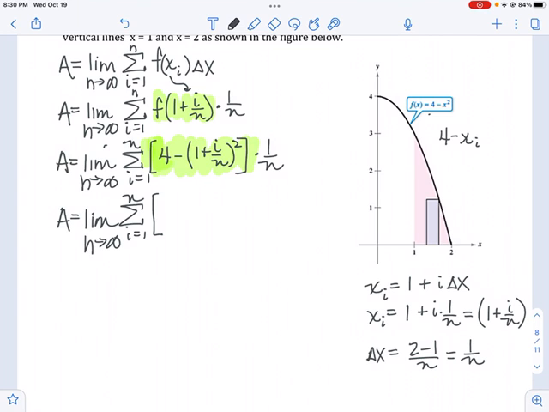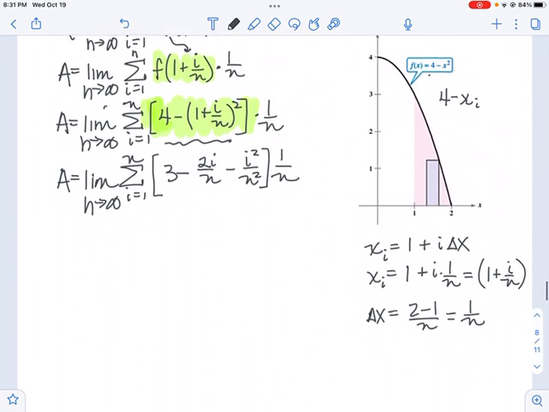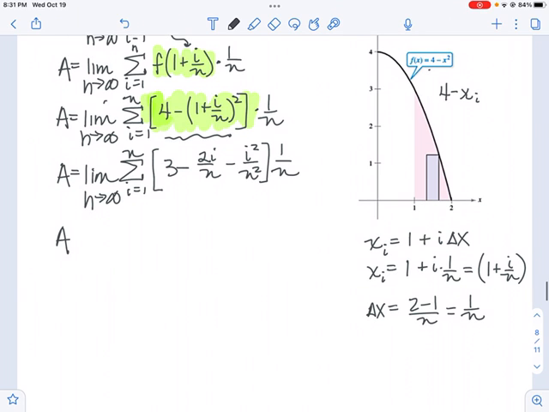So we could square that off to the side. I think that we should get 3. I'm going to let you handle this off to the side on your own. But remember, we're going to have a 4 minus a 1. So we're going to have a 3, and then it's going to be a minus. You have to distribute the minus sign. So you should have a 2i over n minus i squared over n squared. I squared over n squared. And then we have that times 1 over n.